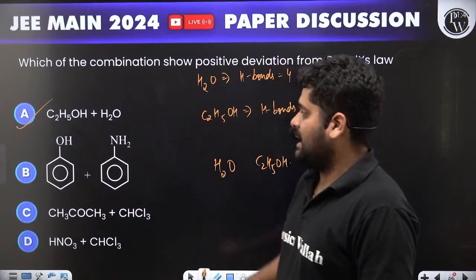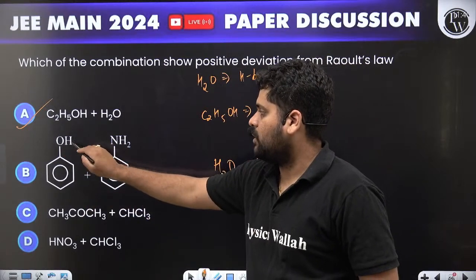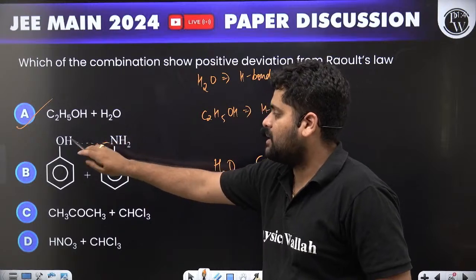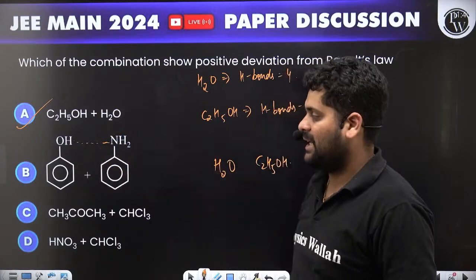Phenol and aniline, the hydrogen bonding is going to be more intense over here between these two in comparison to only phenol and only aniline.